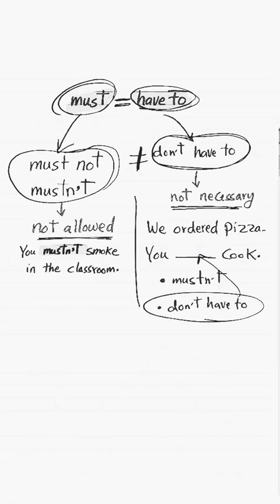And that's all the difference between mustn't and don't have to. Here, you're not allowed, and if you do, a problem will happen to you. But here, no need to do it. But if you do, no problem will happen to you.